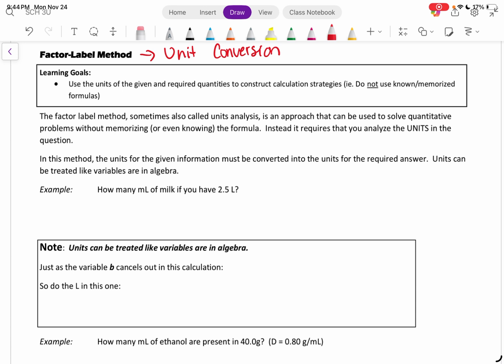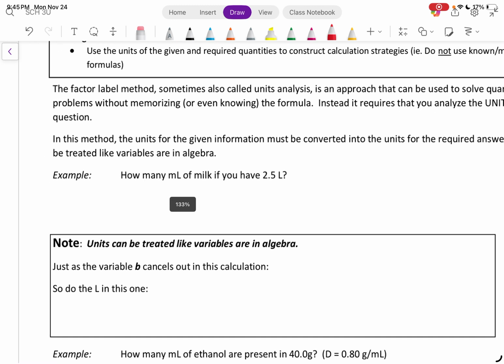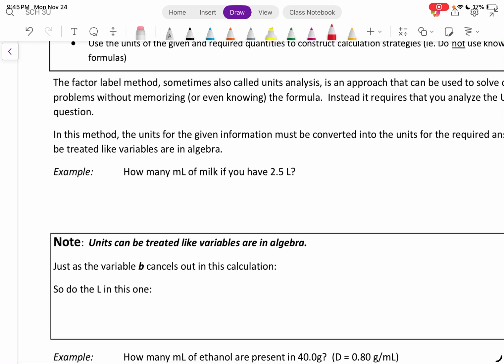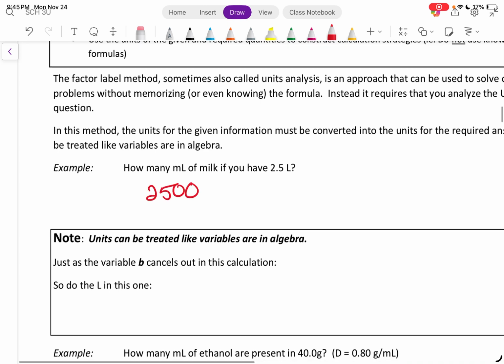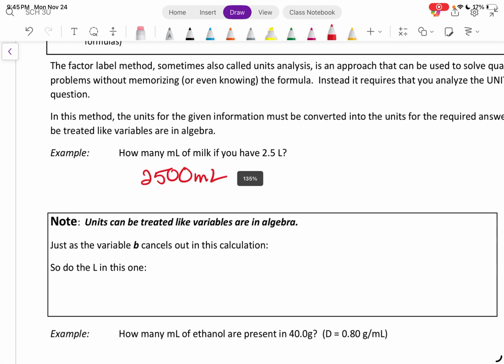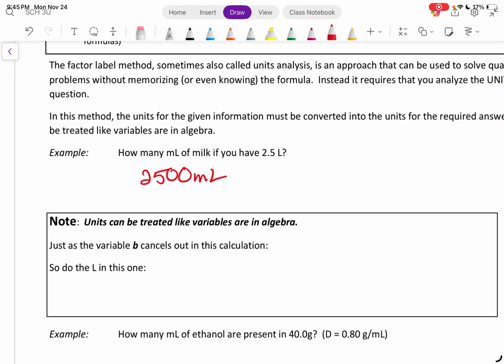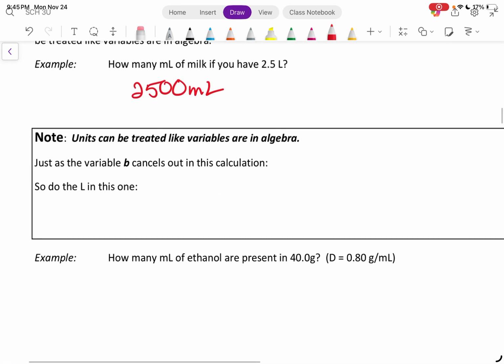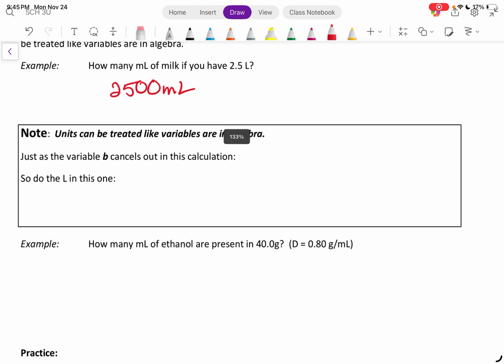So you need to analyze the units in these questions. You're going to really have to pay attention to your units, and you can really kind of treat them like variables, how you do it in math. So for an example, how many milliliters of milk do you have if you have 2.5 liters? Well, a lot of you would probably know that this would be 2,500 milliliters, right? 1,000 milliliters in a liter. You could quickly look at that and do that calculation in your head. But today we're going to work on showing this algebraically because this is how you do it in chemistry.